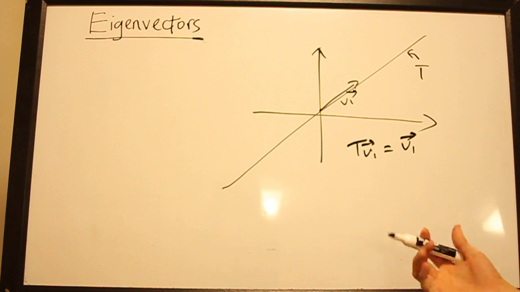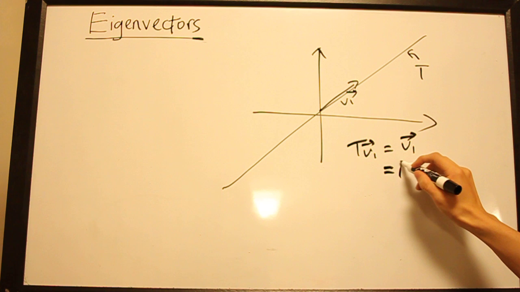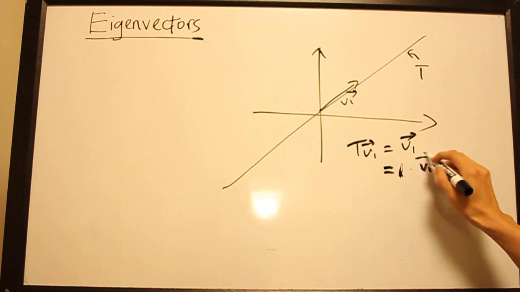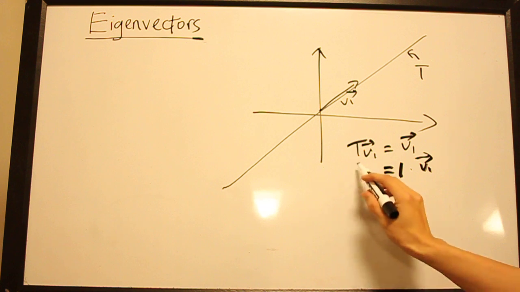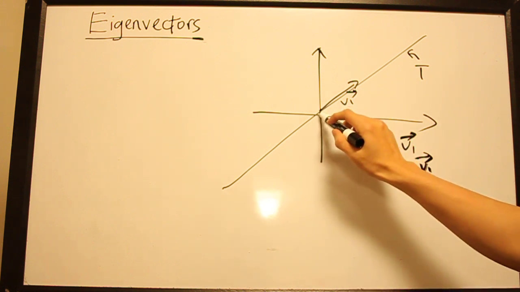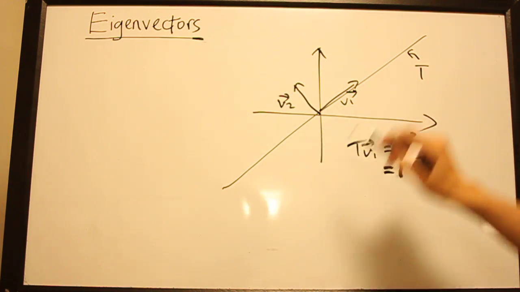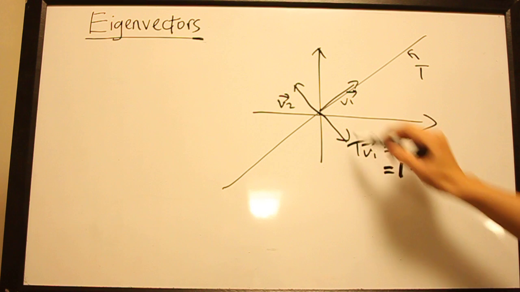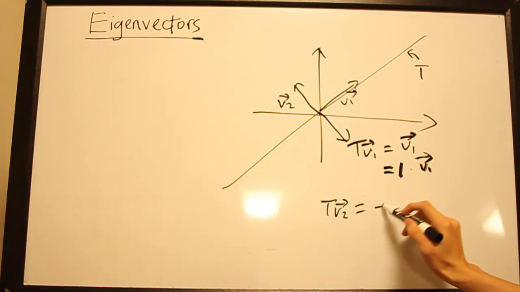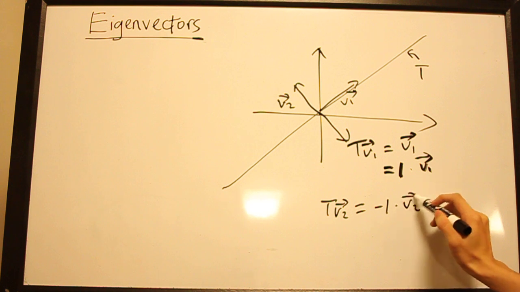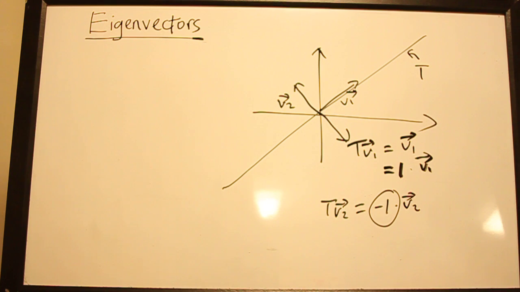And if we wanted to be explicit about the form that we had just now, this could be written as 1 times V1. So we say that V1 is an eigenvector of T with eigenvalue 1. And similarly, if we define V2, which is perpendicular to this line, the action of T on V2 is to reflect it, and we can write that T of V2 equals minus 1 times V2. So V2 is an eigenvector of T with eigenvalue minus 1.